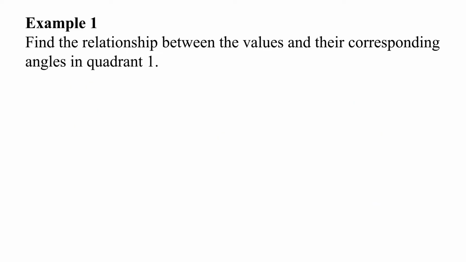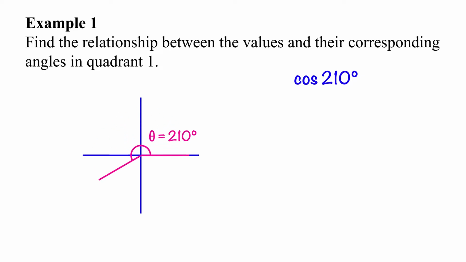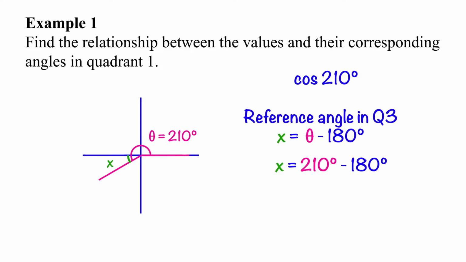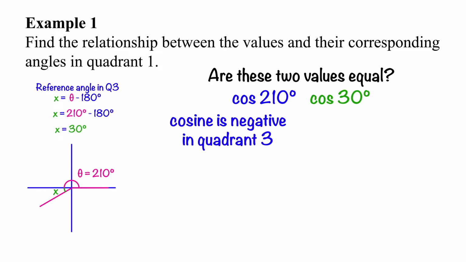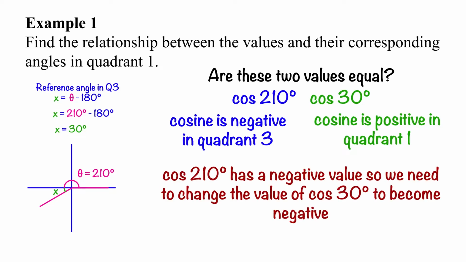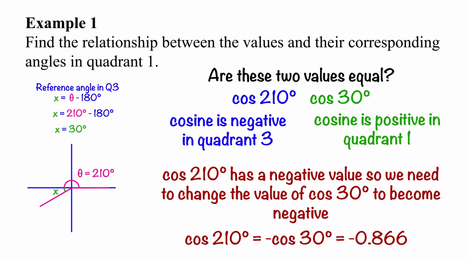Next, let's look at cosine 210 degrees and put it on the coordinate plane. Again, we are finding x first, and we subtract 180 from theta to find the reference angle in quadrant 3. We get cosine of 30 degrees, and we need to see if they have the same signs. Well, cosine is negative in quadrant 3, but positive in quadrant 1. To make them equal, we just change the sign of cosine 30 degrees to make it negative. So we can say that cosine 210 degrees is equal to negative cosine 30 degrees. Now they have the same value of negative 0.866.